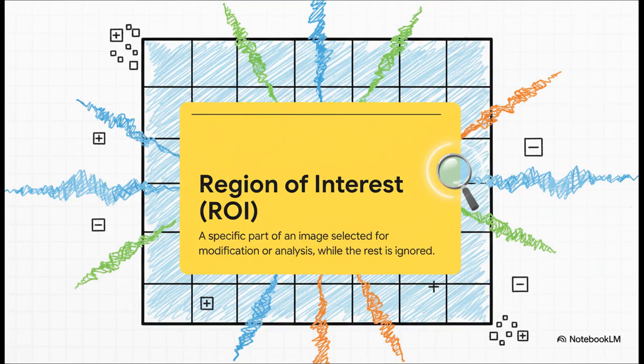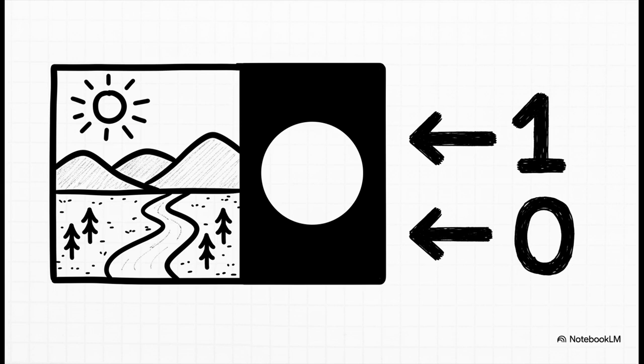Let's look at a practical example of this, using multiplication. A lot of the time, you don't want to apply an effect to the whole image, just one specific part. To do that, first we have to define what's called a region of interest, or an ROI. It's basically you telling the computer, hey, just perform your math on the pixels in this specific area and ignore the rest. And the way we isolate that ROI is wonderfully simple. We use a mask. A mask is just another image of the same size, where the area we want to keep is pure white and the area we want to get rid of is pure black. In the language of pixels, that white has a value of 1 and the black has a value of 0.